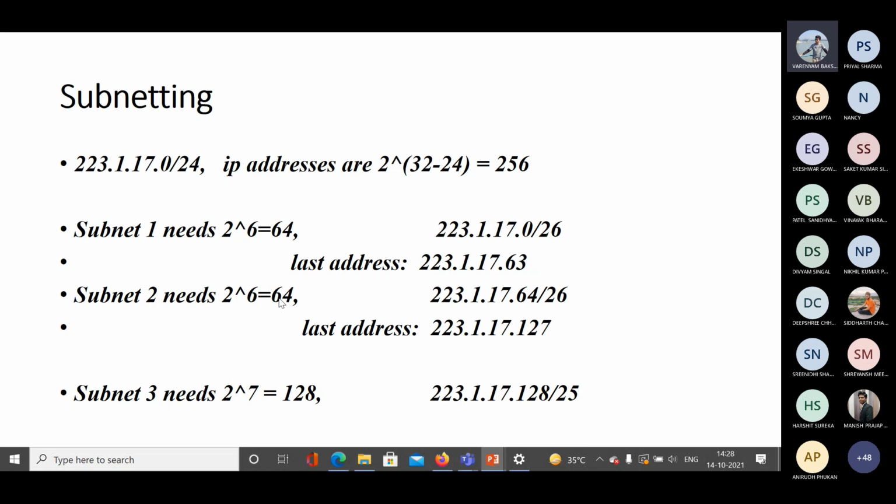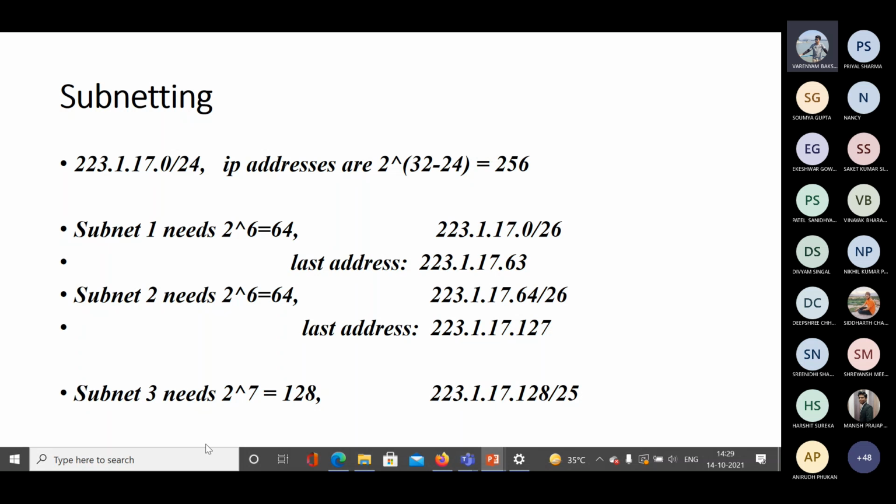Similarly, for subnet 2, you are again dividing into 64 addresses. Your starting address will be from the next part, as this is a continuous chunk. So 223.1.17.64, with subnet mask 26, and the last address will be 223.1.17.127, turning all of the host bits to ones.